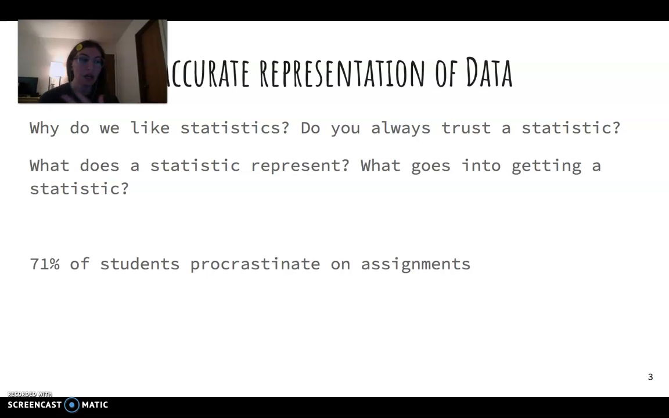To illustrate, I want to focus on an example from my own research. This is from a study I did about why students procrastinate in writing classes. My survey found that 71% of students procrastinate on assignments. At first glance, do you like that statistic? Is it something you trust? I think my first impression of it is, yes, 71% sounds accurate. I procrastinate, I know students procrastinate. 71% seems like an accurate number. However, we need to keep asking, what does that 71% actually represent? And how did I get that 71%?